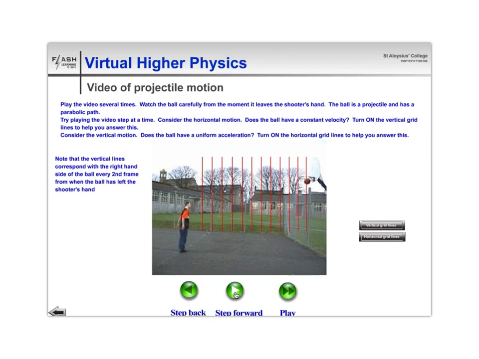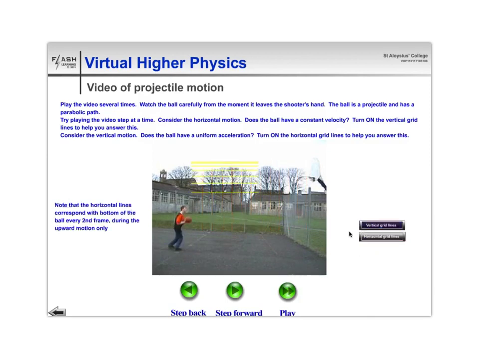We can do a similar idea and look at the vertical motion with horizontal grid lines. And once again, take a measurement this time from the bottom of the ball every 2 frames. And what we see are the lines getting closer together as the ball decelerates on the way up. And if we kept it going and did it on the way back down, we would find a similar sort of pattern again.